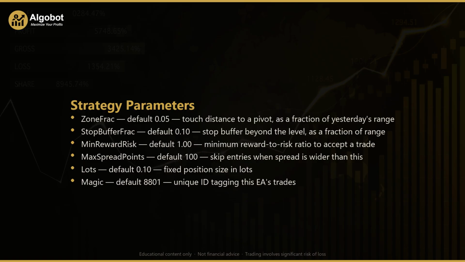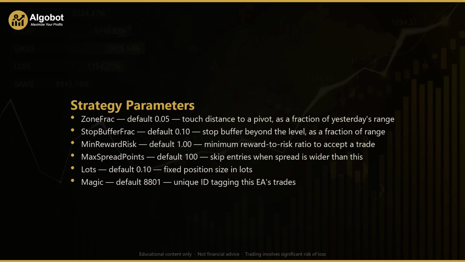The first is zone fraction, with a default of 0.05. This controls how close a candle's extreme must come to a pivot line for it to count as a touch, measured as a fraction of yesterday's range. A larger value makes the strategy more eager to register touches and produces more signals, while a smaller value demands a tighter, cleaner tag of the level.